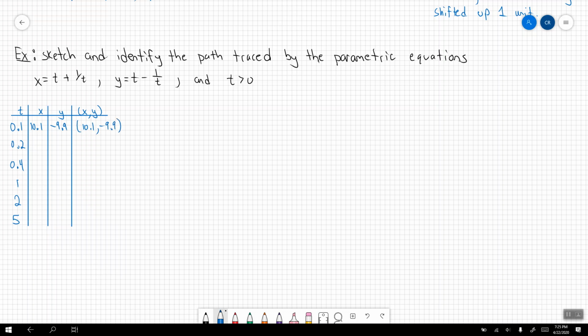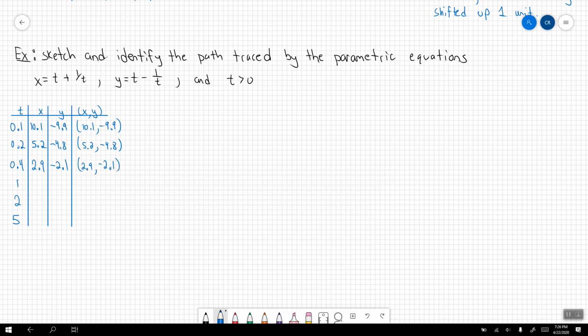All right, doing the second one, 0.2. If we sub in 0.2 for our t values, naturally we're going to get 5.2, and then we're also going to get negative 4.8, which means we get 5.2, comma, negative 4.8. All right, looking good so far. Substitute in 0.4, so 0.4 right in here, do the algebra work, and you will get 2.9, and then we will get negative 2.1. So my ordered pair is 2.9, comma, negative 2.1.